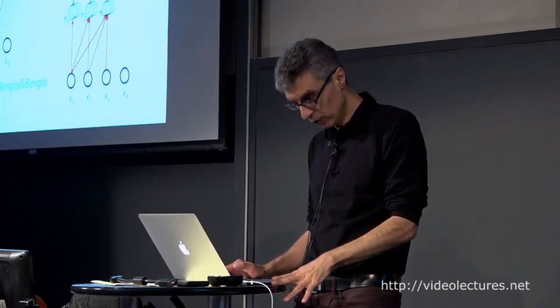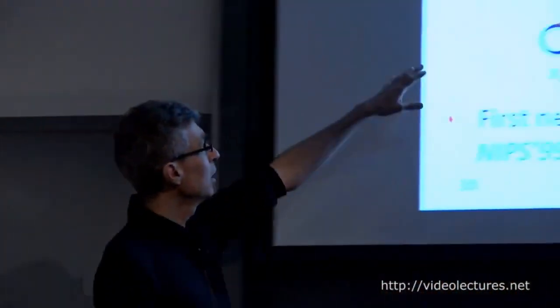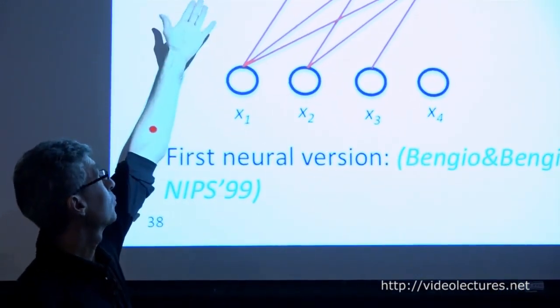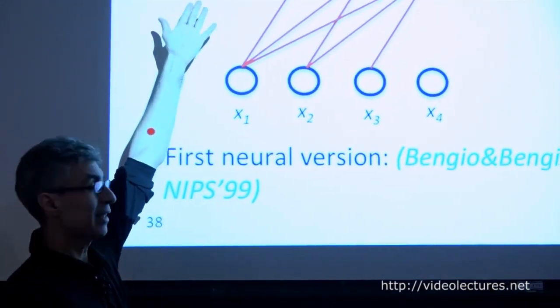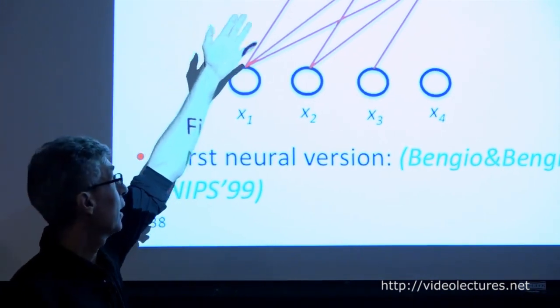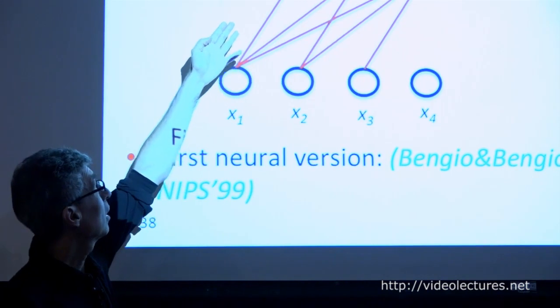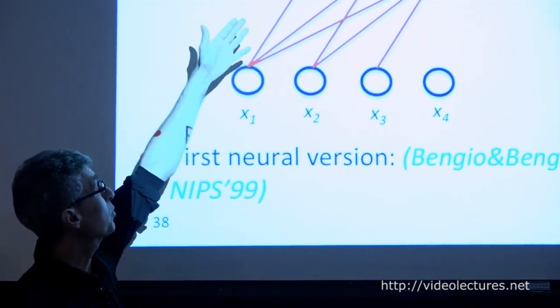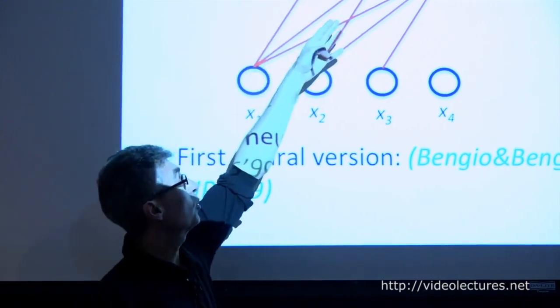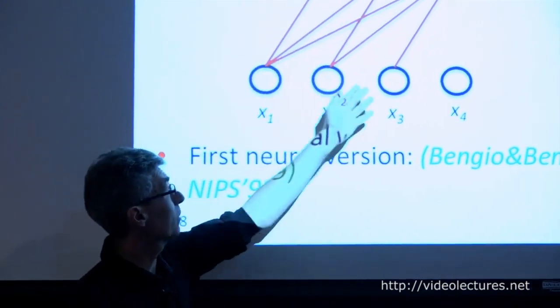So one way to visualize this is here, where we're going to have just a unit without input, like a bias unit, which computes the probability of the first random variable. And then we're going to have a very simple network which predicts the second one given the first one. And then another network which computes the third one given the first two, and so on.